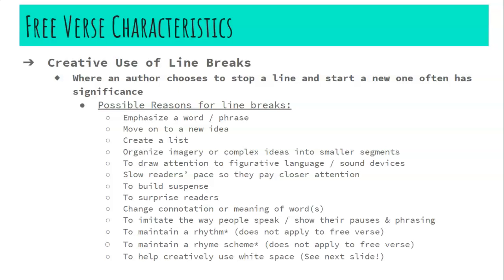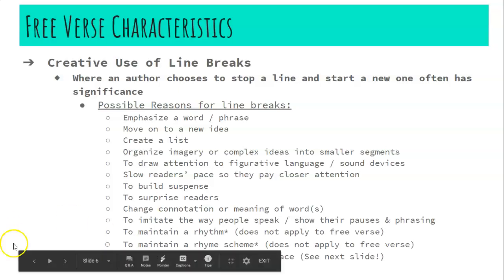So just to give you an example, let's say that the line ends with the word baby. Your brain is going to probably first go to a physical baby, like a human baby. But let's say the next line started with the word steps. Well, now that changes your perspective, and that's a little bit of a surprise, because now baby steps is quite a different thing than a baby. So it might be to surprise you or change the connotation or meaning of those words.